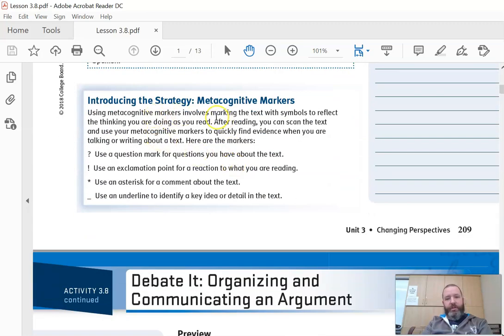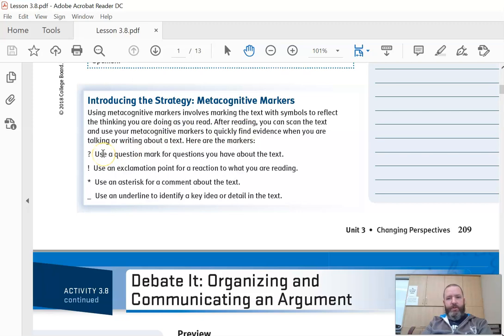Introducing a new strategy called metacognitive markers. This can be a little bit difficult to do digitally, but you can use the My Notes section, or you can just use the highlight feature like we've always been using to do a similar thing. I think you can add, well, you could do a little comment, add a little sticky note. You could do that as well.